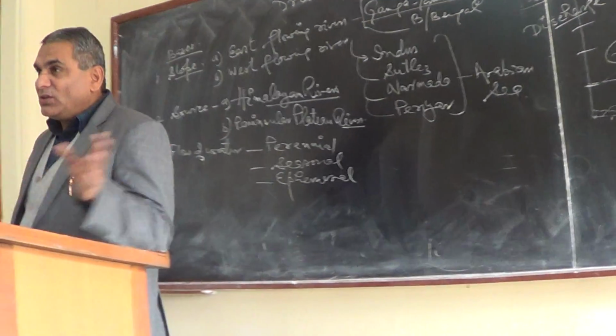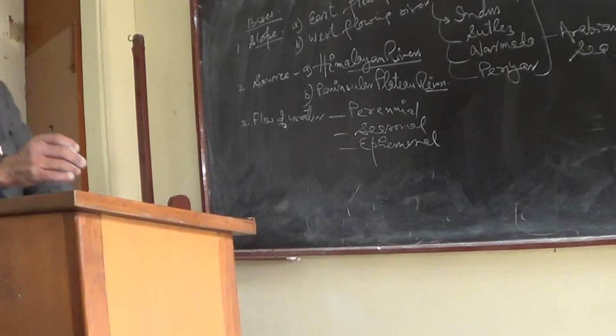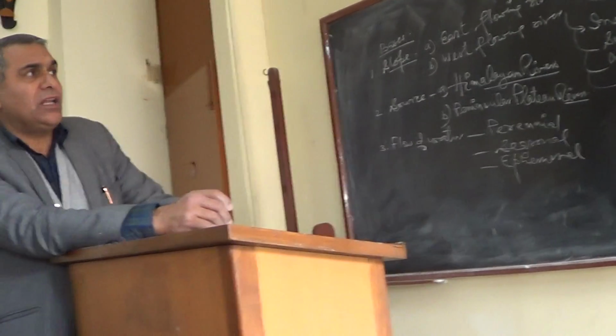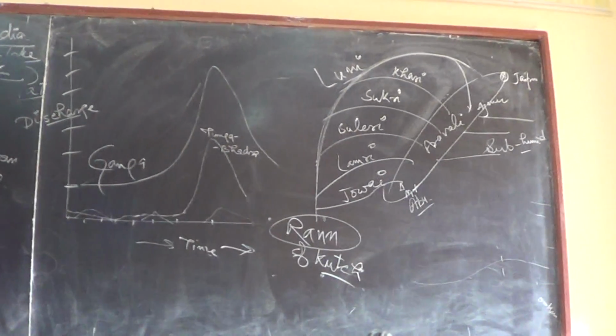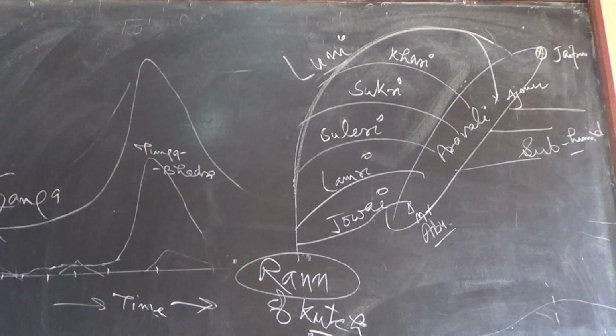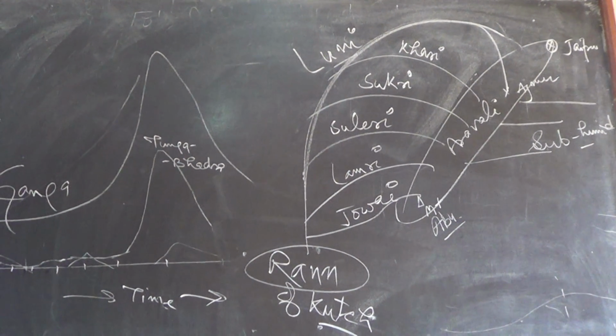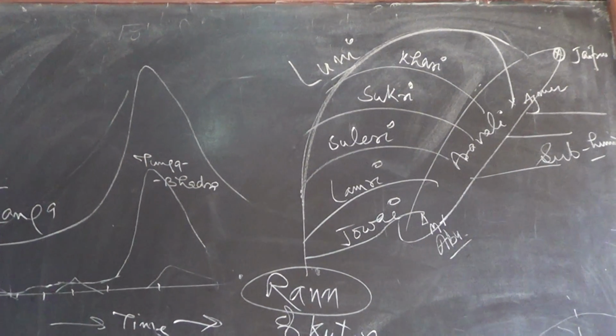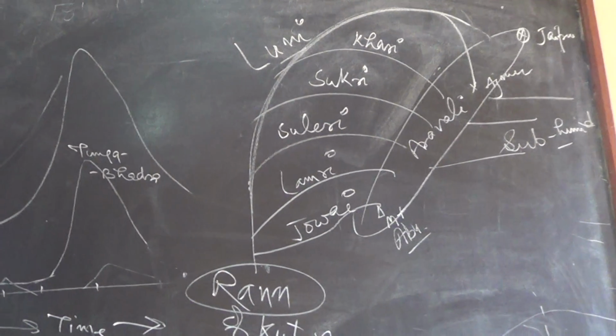Have you ever heard all these names? Luni, Khari, Sukri, Suleri, Lamri, Joai, all these are rivers. They are all ephemeral rivers. So they have a seasonal supply of water, they are rain controlled.